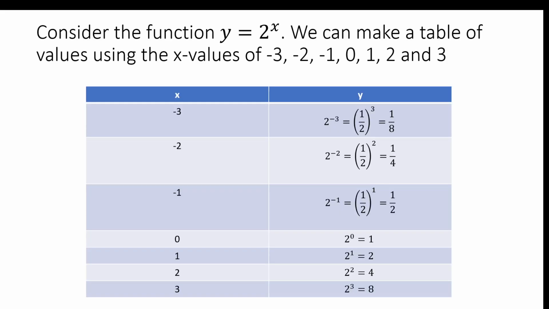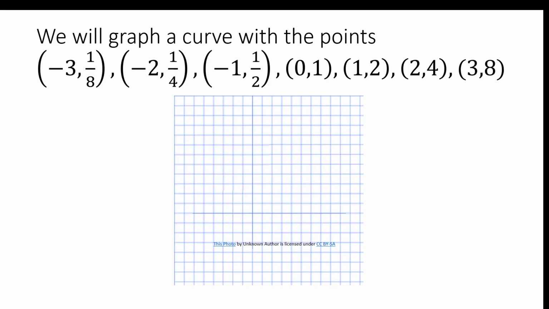So let's consider the function y equals 2 to the exponent x. We can make a table of values using the x values of -3, -2, -1, 0, 1, 2, and 3. If we do that, we get the y values shown: 1/8, 1/4, 1/2, 1, 2, 4, and 8. So what we're going to do is graph a curve that has all of those points.